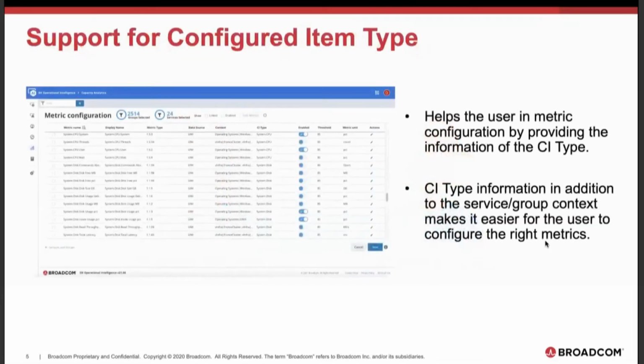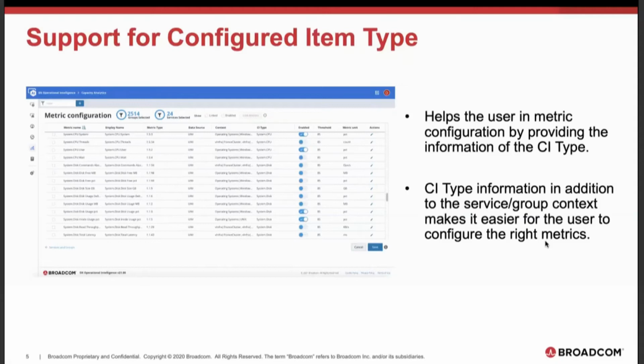Now, taking a bit of a deep dive into what configured item type is. The CI type column that you look into is a new column that has been introduced in metric configuration within capacity analytics. In capacity analytics metric configuration, customers have been asking for a column where they can see what the CI or configured item type is. This is really helpful when somebody is getting metrics, or wants to configure metrics around, say, Kubernetes deployments or Kubernetes workloads.